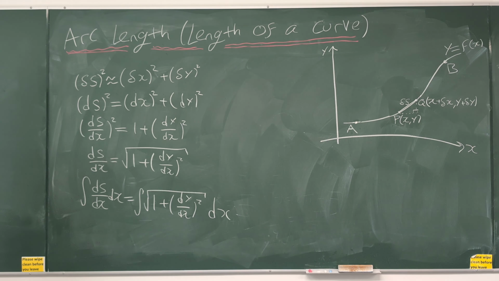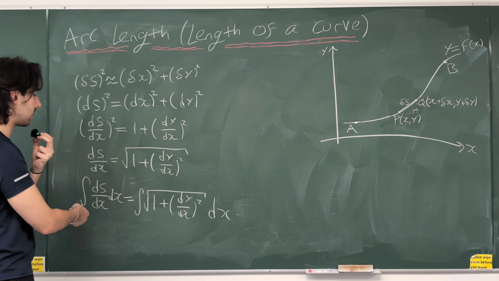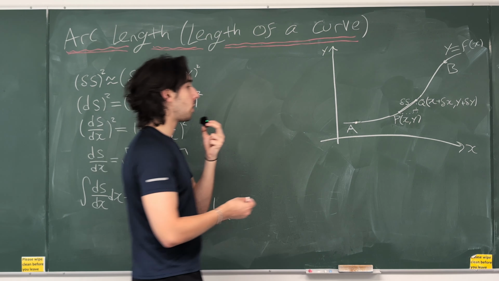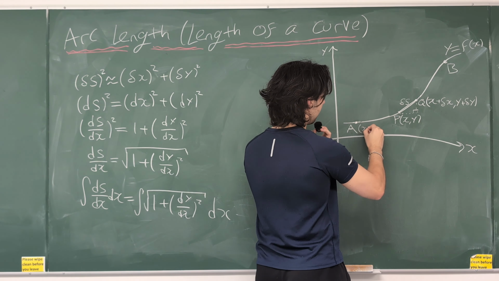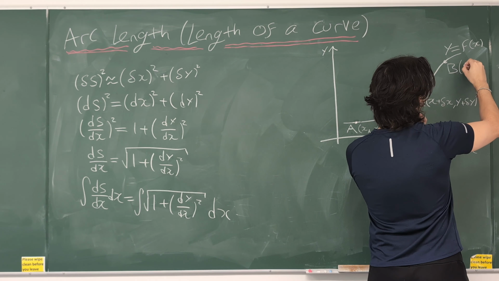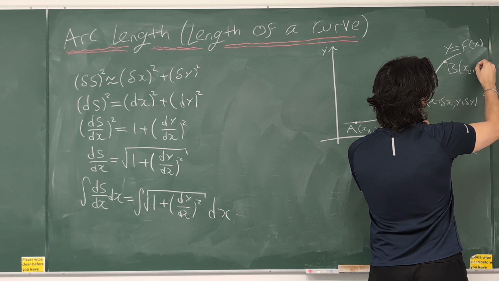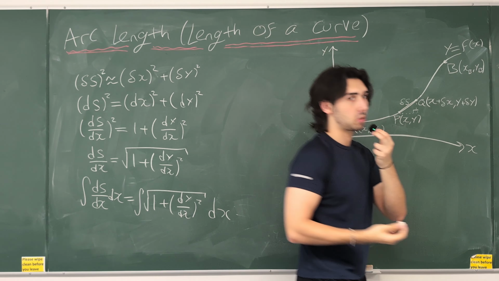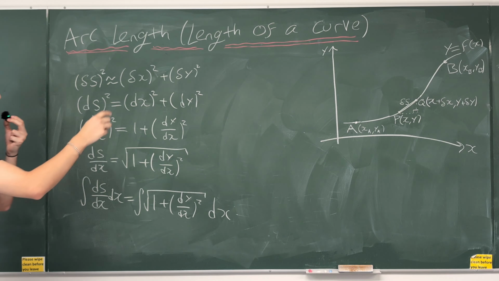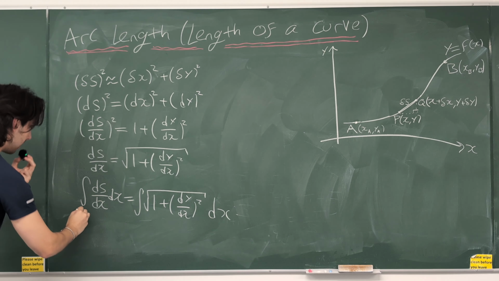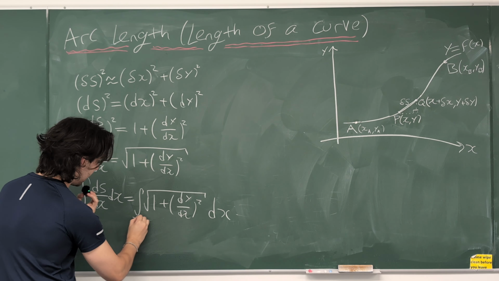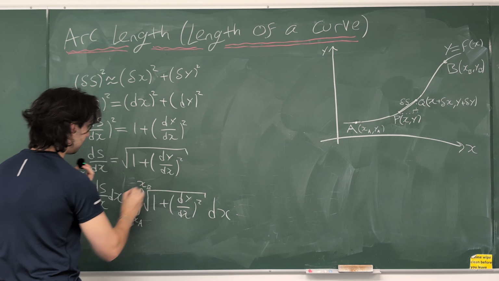Lovely. Okay, cool. Now we need to put some limits in here, because otherwise we're going to have some plus c business and all of that stuff. So I'm going to define the point A to have coordinates, let's say xa, ya, and B is going to have coordinates, let's say xb, yb, like that. So I want to integrate this with respect to x, from xa to xb.